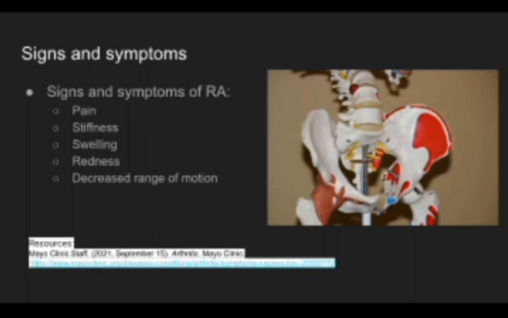Signs and symptoms of RA include pain, stiffness, swelling, redness, and decreased range of motion. The picture shows a hip and leg and what areas RA would affect. The red highlighted areas of this diagram indicate where you would most likely feel the symptoms due to where the joints lay in comparison.